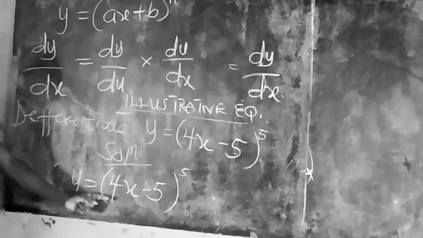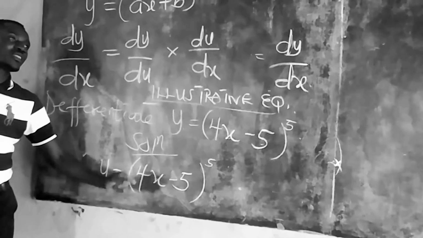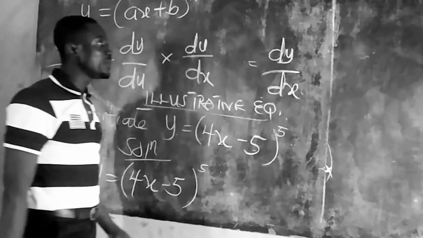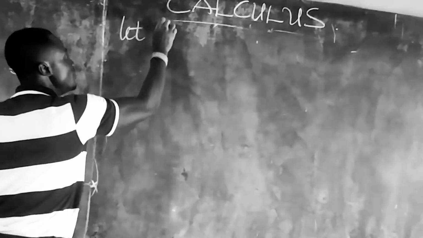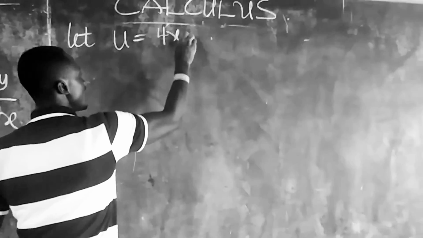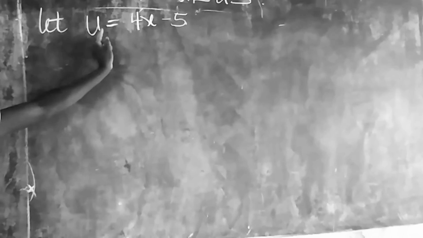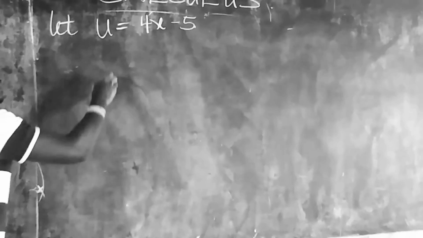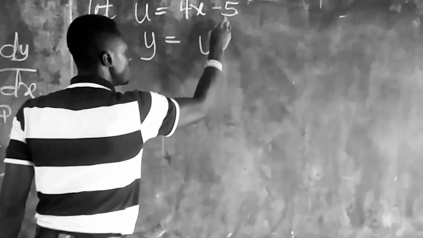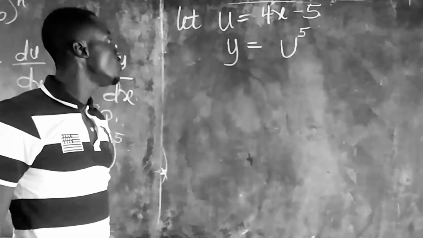You have to substitute the terms inside the bracket by u. So you say, let u be equal to 4x - 5. If you substitute u by 4x - 5, then the function now becomes y is equal to u exponent 5. Instead of writing 4x - 5, we write u, so u exponent 5.